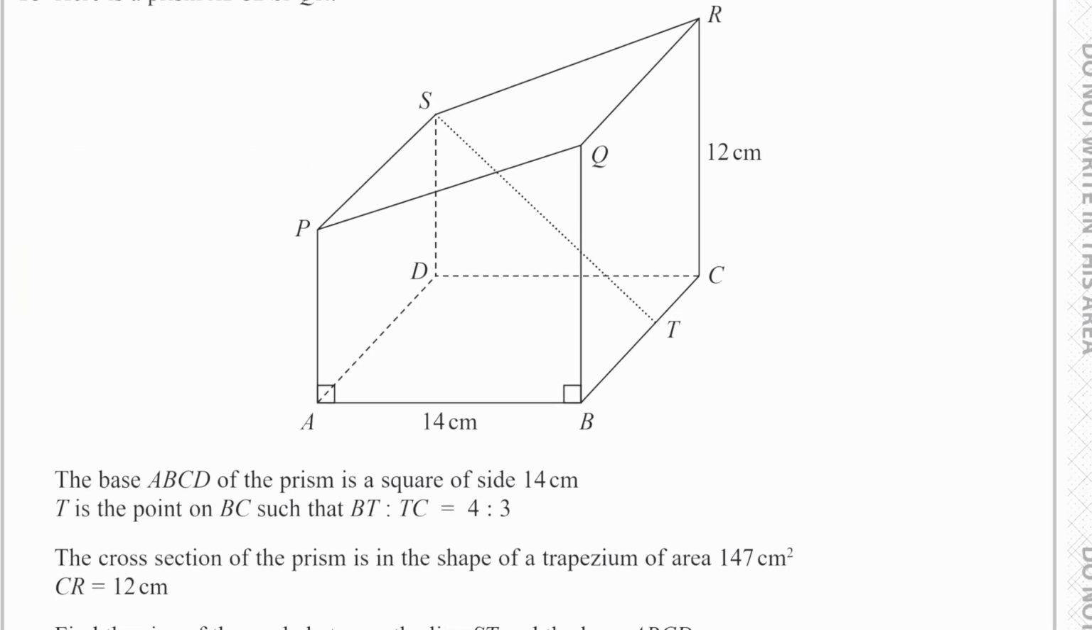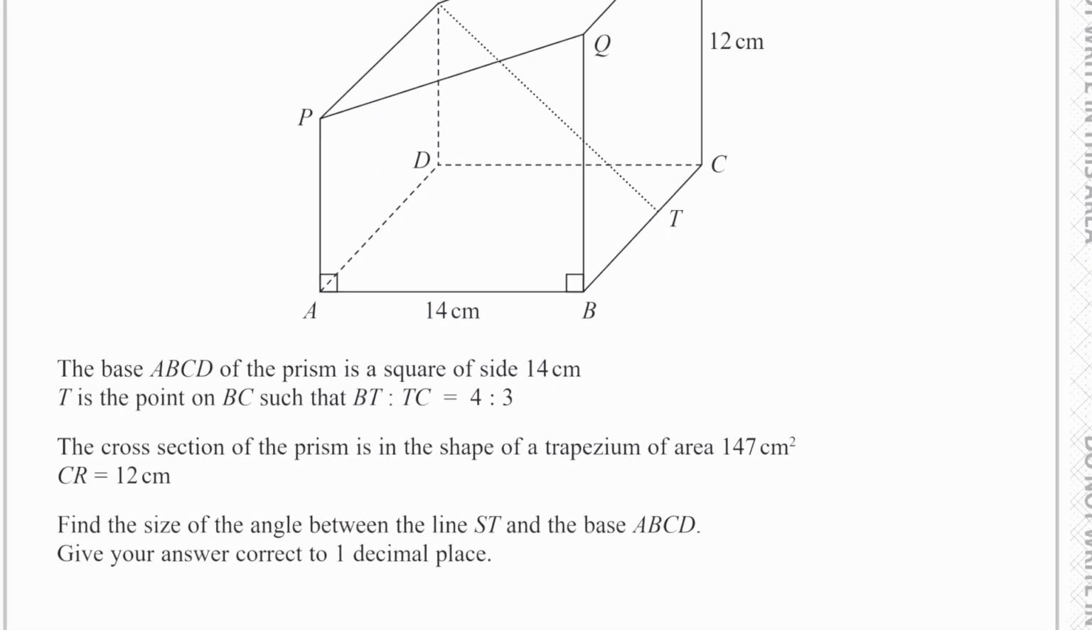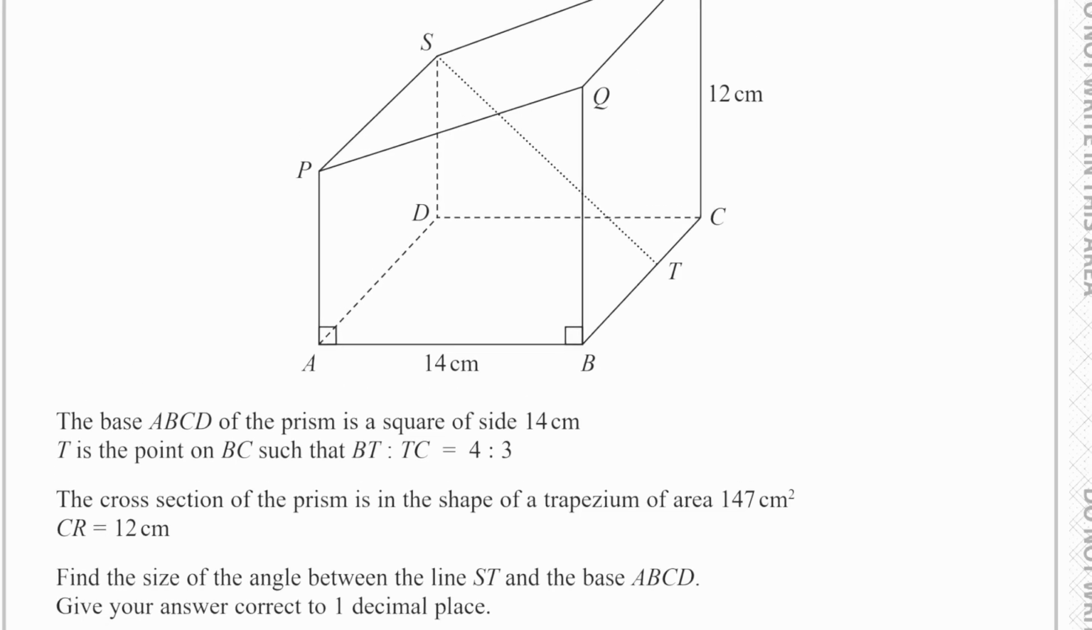Question 18, here's a prism ABCD SPQR, quite a mouthful. The base ABCD of the prism is a square of side 40 centimeters, and T is a point on BC such that BT to TC is 4 to 3. Again, a lot of words, but let's just work out what that means.